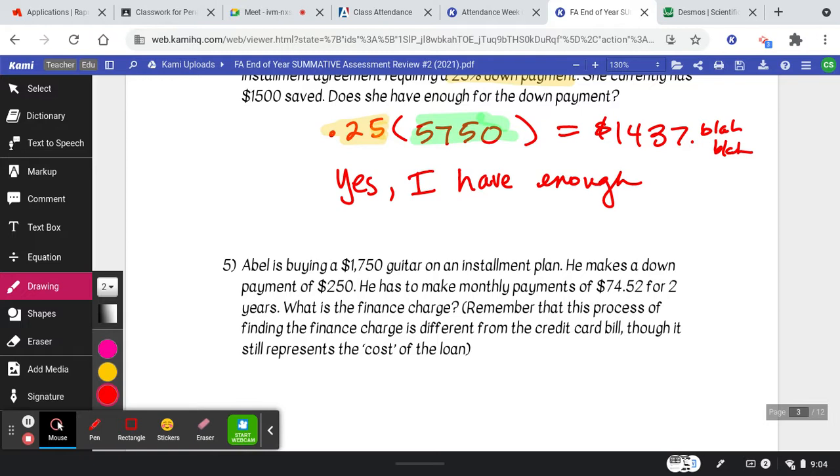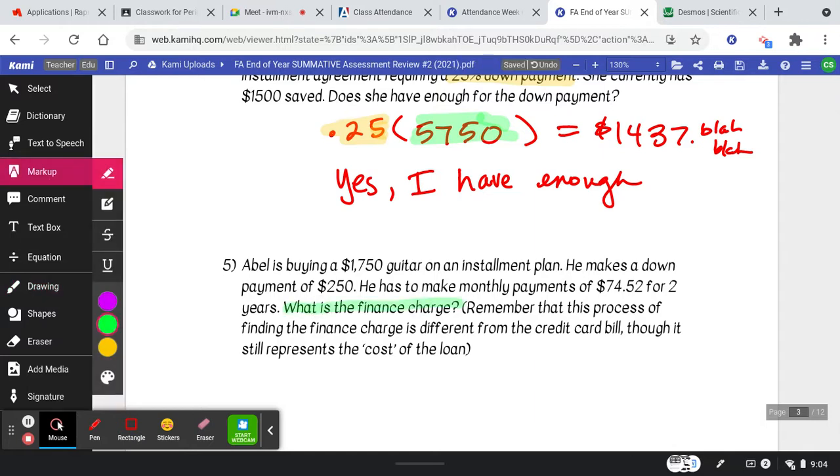And by the way, I'm bumping forward now to Carla. So this time we want a guitar on an installment plan. He makes a down payment of $250 and he has to pay monthly payments for 2 years. What is the finance charge? So this is the other kind of finance charge we talked about. Well, it's still money that's costing me to borrow against, but this is the finance charge for an installment plan instead of the finance charge on my credit card statement.